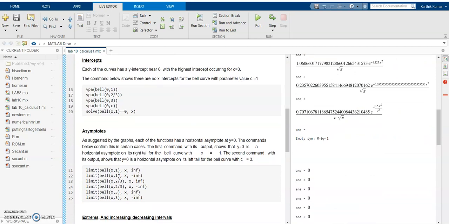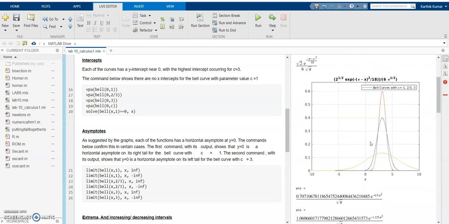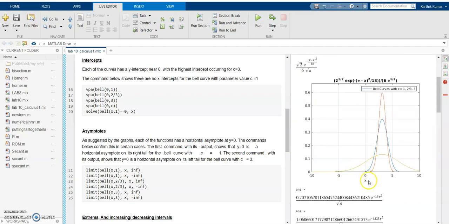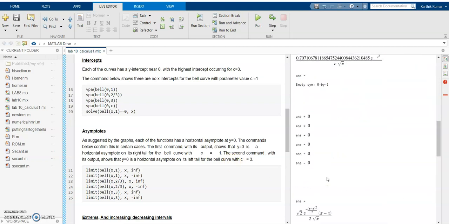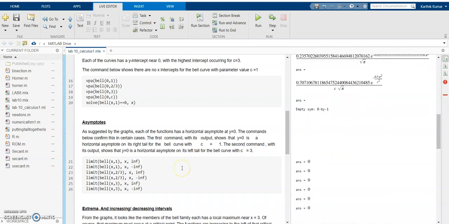Now each of the functions has a horizontal asymptote at y equal to 0. You can clearly look at this picture. When y is equal to 0, that is the x-axis, of course, on the x-axis y is equal to 0, we have a horizontal asymptote. Now let's look at each one of them separately and see if that is true.